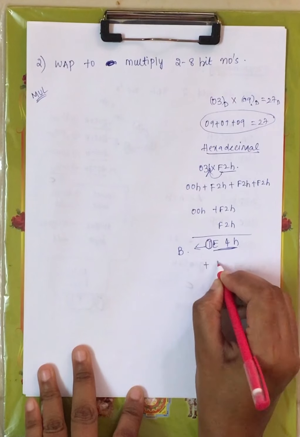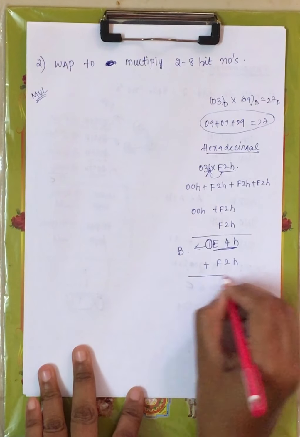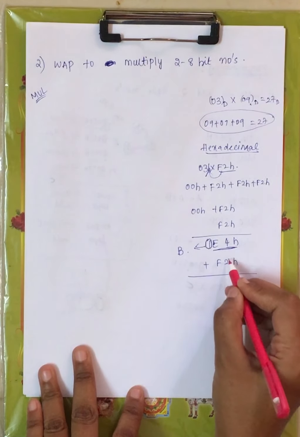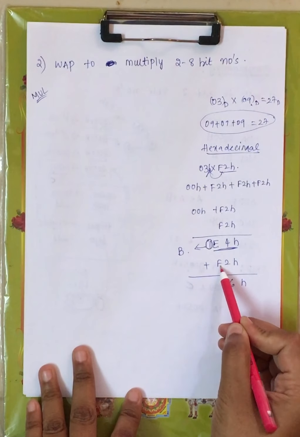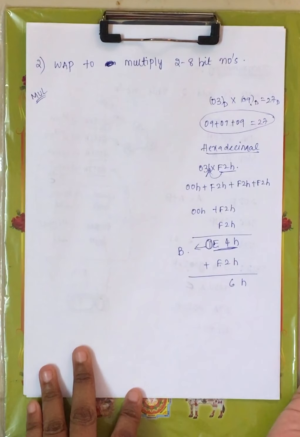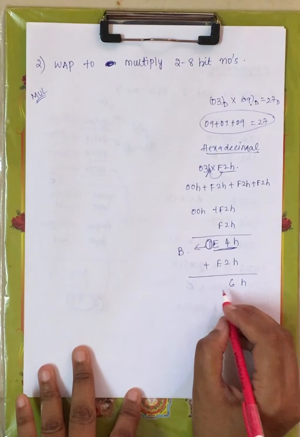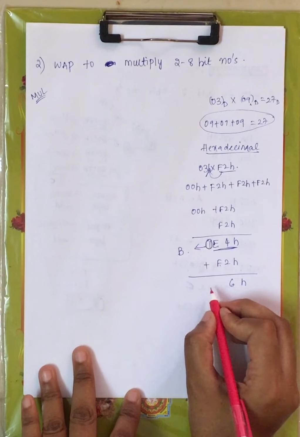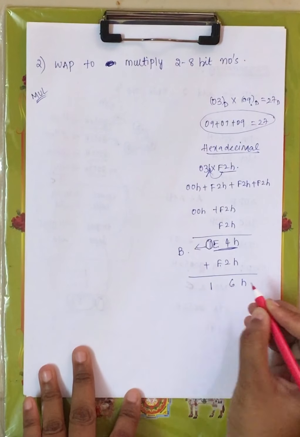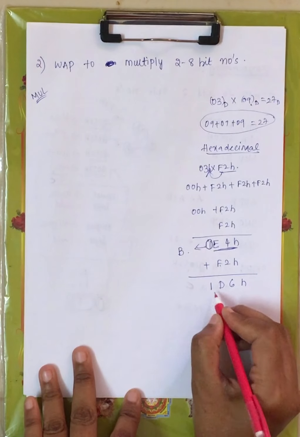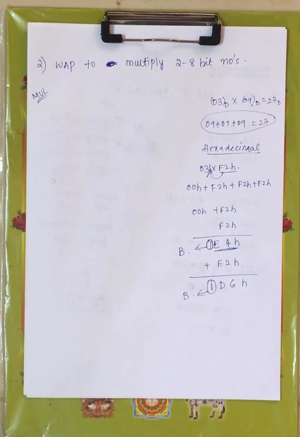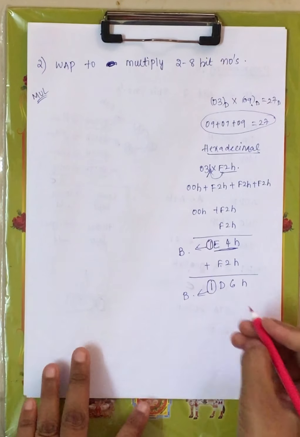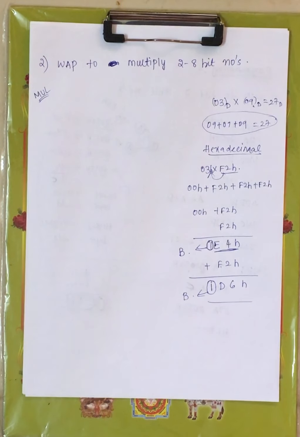Now to this again I have to add F2H. If I again add F2H, what is 4 plus 2? 6. Now E is nothing but 14 and F is nothing but 15. 14 plus 15 is nothing but 29, and 29 in decimal is represented in hexadecimal by 1D, so the result is 1D6H. Now this is again a carry, and this is again stored in your B register. This is the scenario we have to follow, that is, by using the ADD instruction.